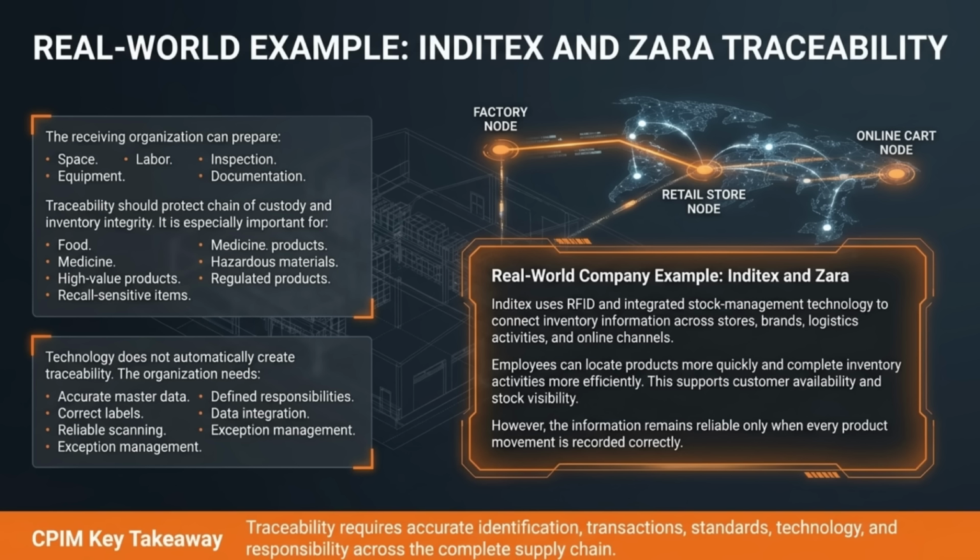Real-world company example: Inditex and Zara. Inditex uses RFID and integrated stock management technology to connect inventory information across stores, brands, logistics activities, and online channels. Employees can locate products more quickly and complete inventory activities more efficiently. This supports customer availability and stock visibility. However, the information remains reliable only when every product movement is recorded correctly.